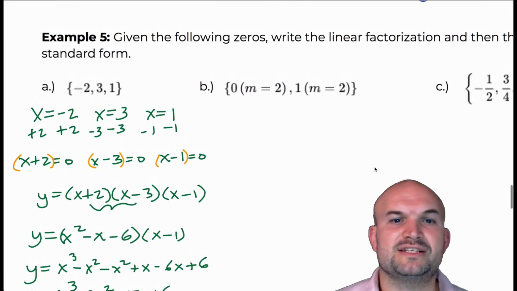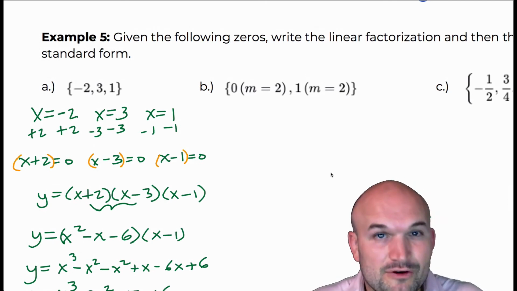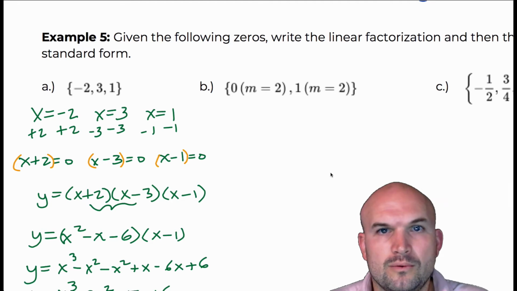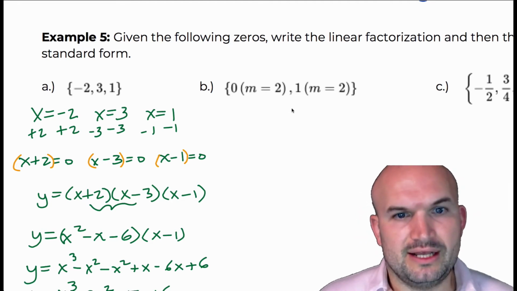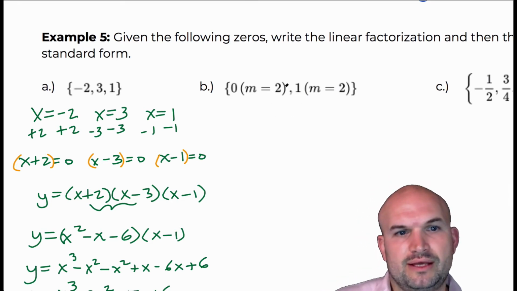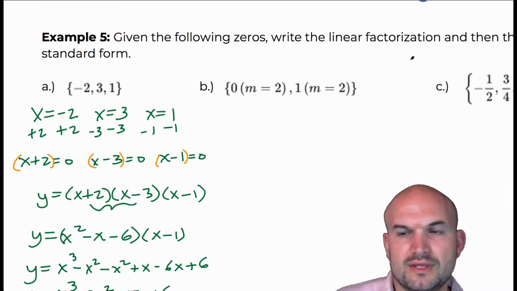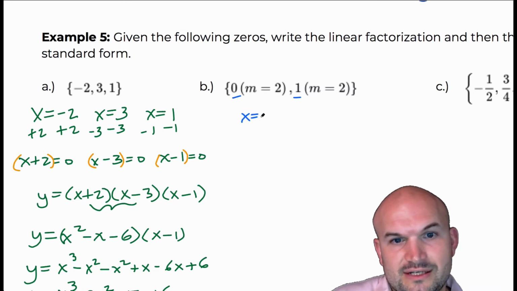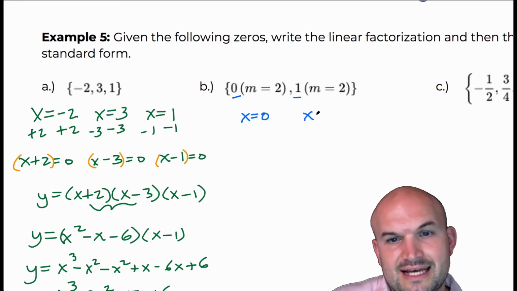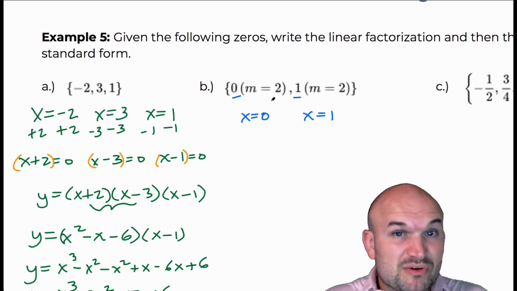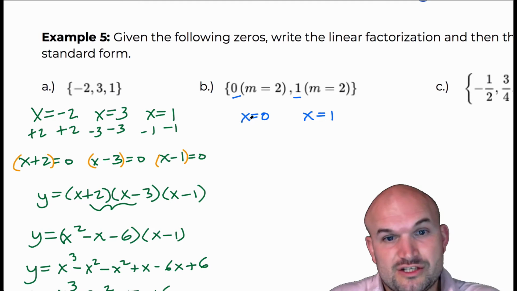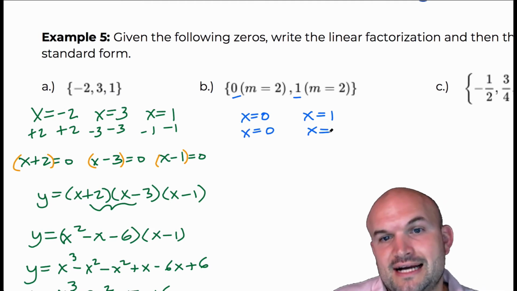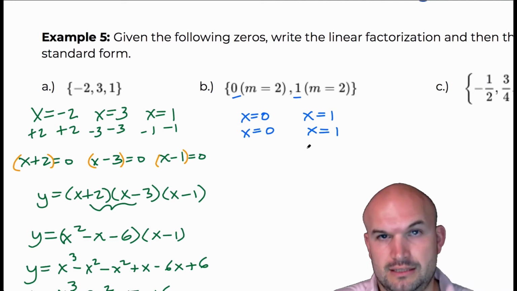All right, so let's move on to the other one. Now we're going to be talking about multiplicity. If you remember, multiplicity is the repeating of the zeros, right? Here are my two zeros: x equals 0 and x equals 1. But remember, these are repeated. That multiplicity says it's repeated. So we basically have x equals 0 again and x equals 1 again, right?